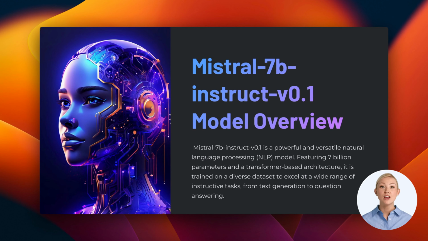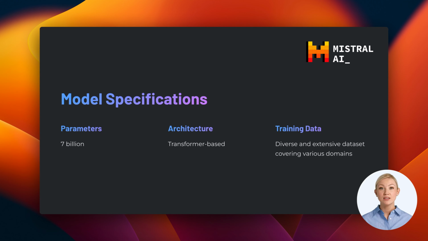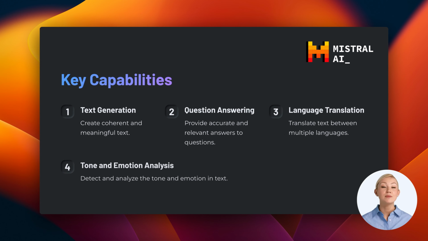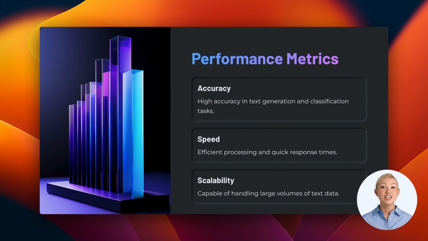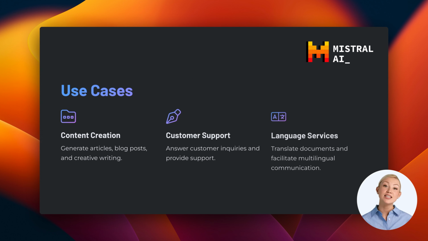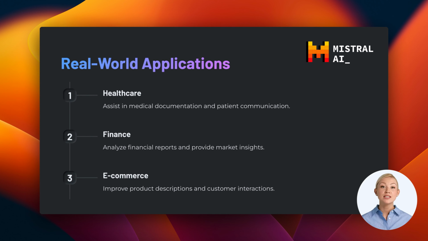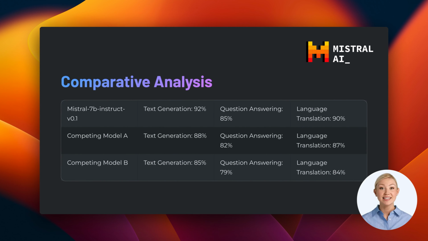First, let's briefly talk about the AI model we'll be using. The Mistral 7B Instruct model is highly efficient and versatile, capable of performing a wide range of natural language processing tasks. It can generate coherent and meaningful text, answer questions, translate between languages, analyze tone and emotion, summarize text, classify text into categories, and even suggest ways to continue or augment a text.